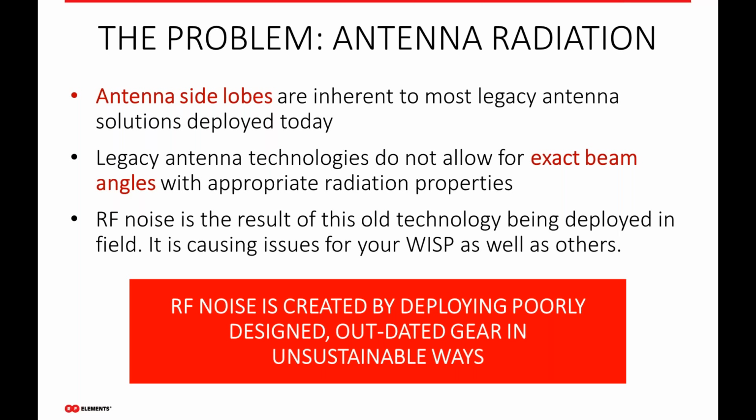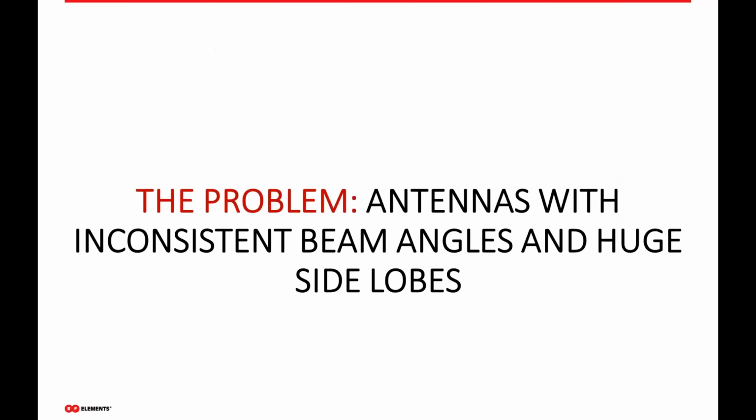So we need to look beyond the old ways and look at some new ways and new antenna technologies to deal with the newer radio technologies that we have today. So basically antennas with inconsistent beam angles and huge side lobes is the issue. And the solution for that is the horn antenna.